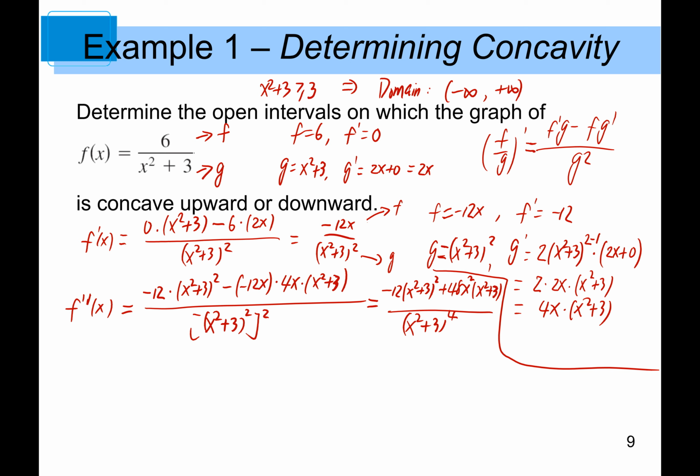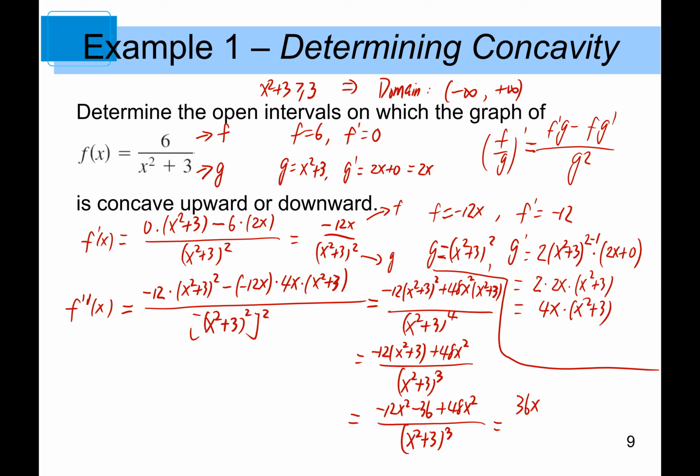Okay, then we're going to reduce every single term on top and bottom by x squared plus 3. So now we get negative 12 times x squared plus 3 plus 48x squared over x squared plus 3 cubed. Then we distribute and combine like terms, we get negative 12x squared minus 36 plus 48x squared over x squared plus 3 to the 3rd. Then it becomes 36x squared minus 36 over x squared plus 3 to the 3rd. So that's the second derivative.